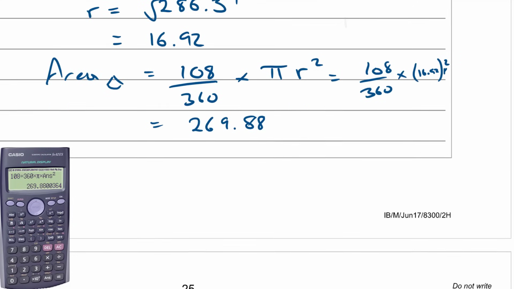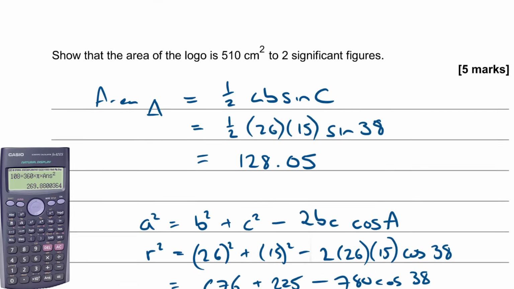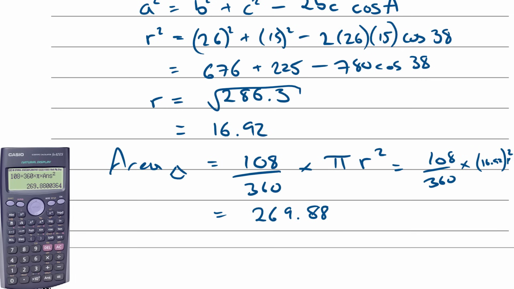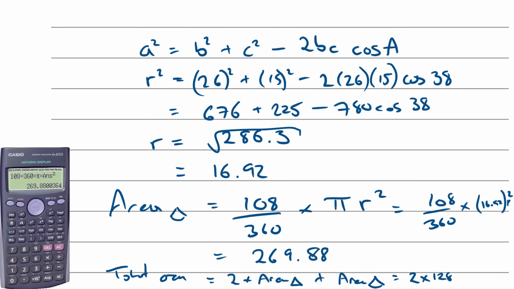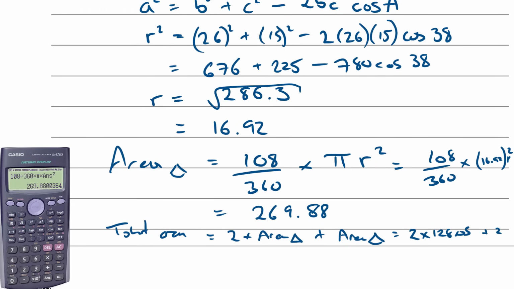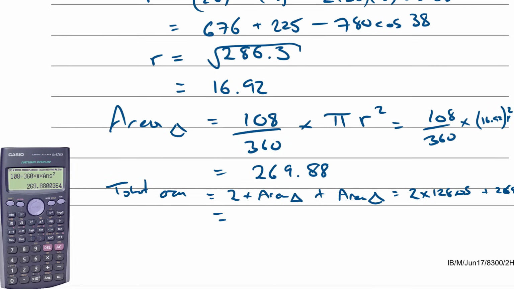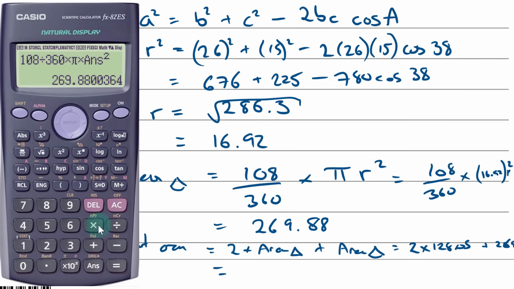Where do I have to write the answer? Oh, I just need to show it. I'm running out of space though, aren't I? Okay, I can still squeeze it in, I think. So then total area is going to be 2 times the area of the triangle plus the area of the sector, which is 2 times 128.05 plus 269.88, which is equal to, I'm going off the bottom of the page here, which is very naughty, shouldn't do that in the exam, so plus 2 lots of 128.05, 525.98. What am I aiming for?